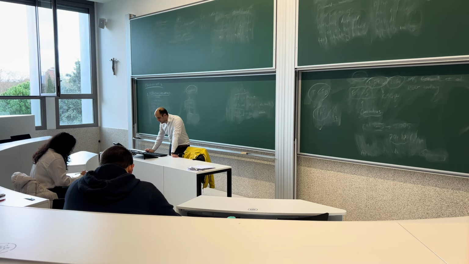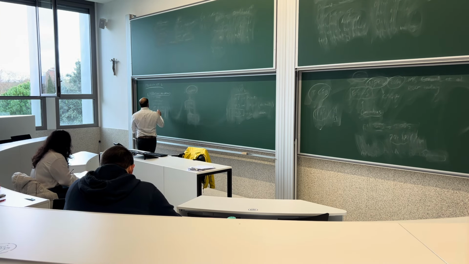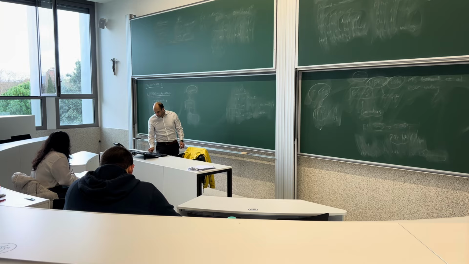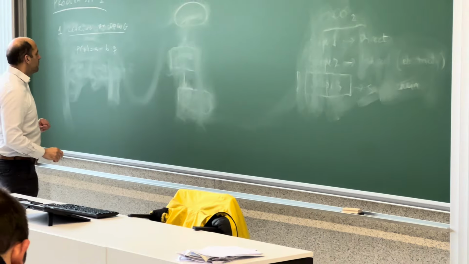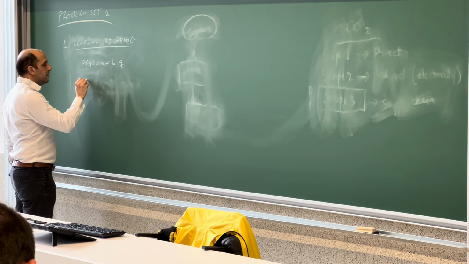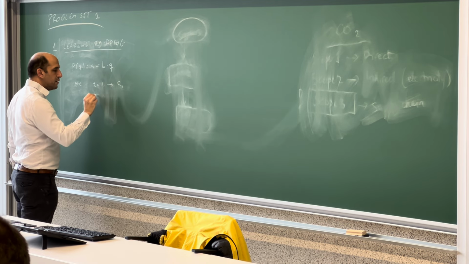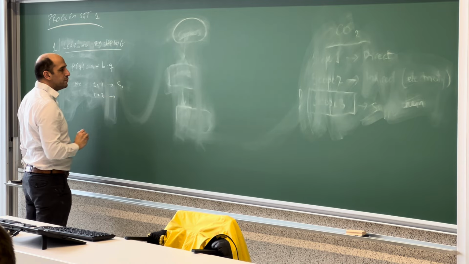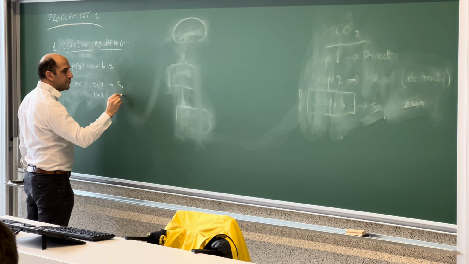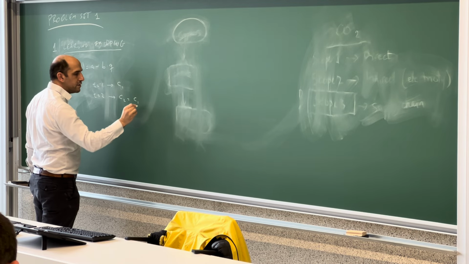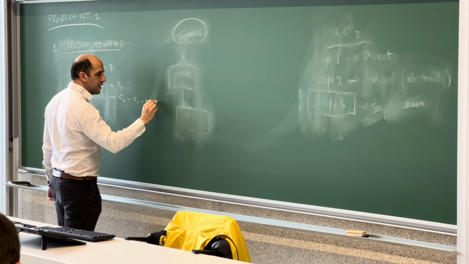The inverse demand function is P of Q equals A minus BQ. Now the marginal cost in the first period is C1, and in the second period it is C2, which equals C1 minus M times Q1.